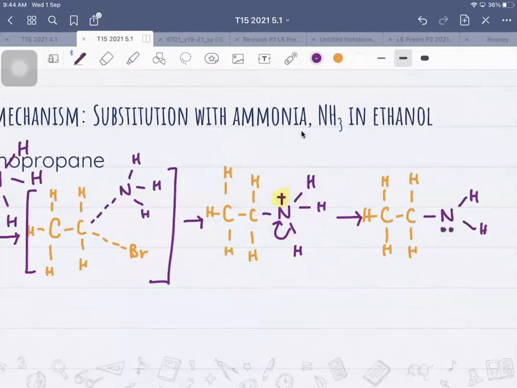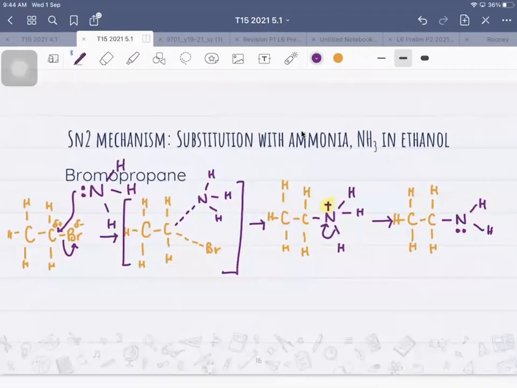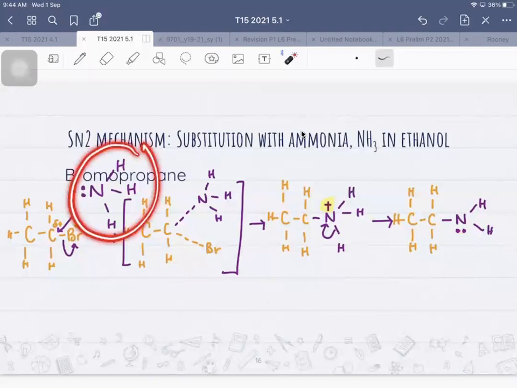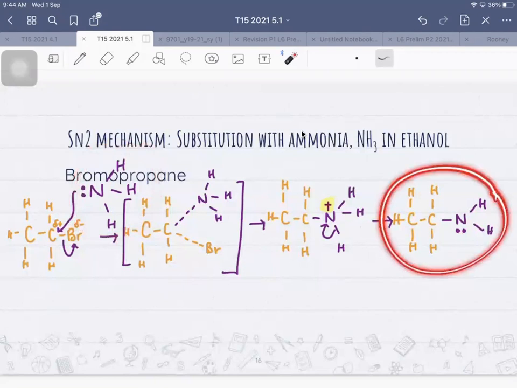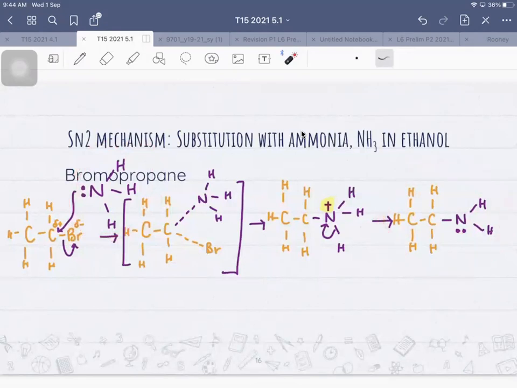With the lone pair. So this ethanamine also can act as a nucleophile, and if it comes in contact with a halogenoalkane, another molecule of bromoethane, then it can always attack. So that's why we want to have a lot of ammonia molecules in excess so that they win the competition. They have a higher chance of attacking the bromoalkanes compared to the amine products. Okay, so that is all.